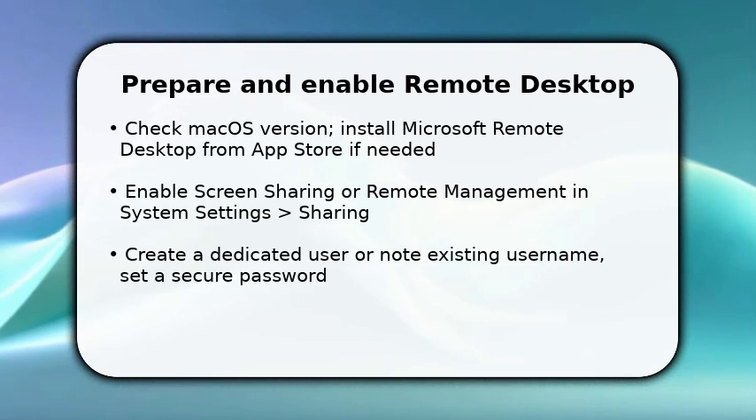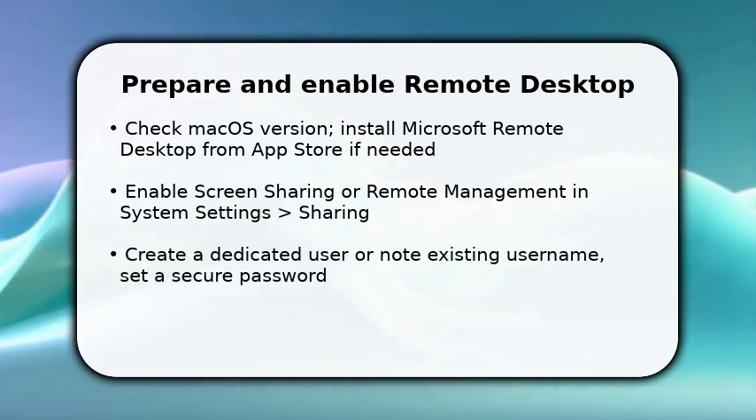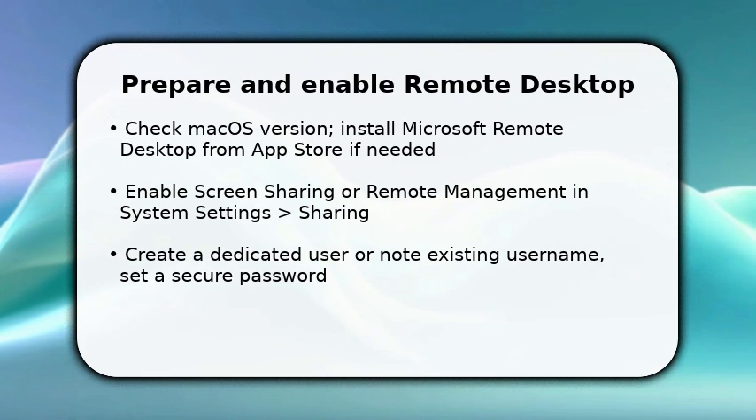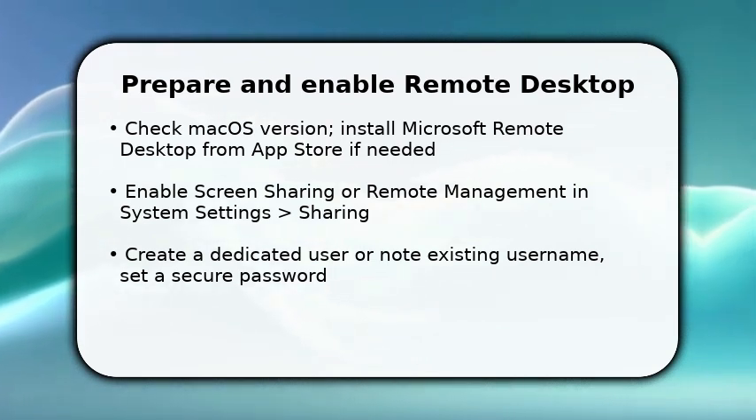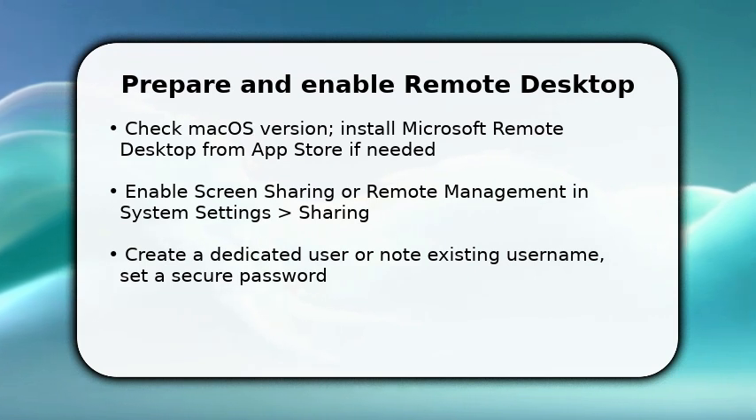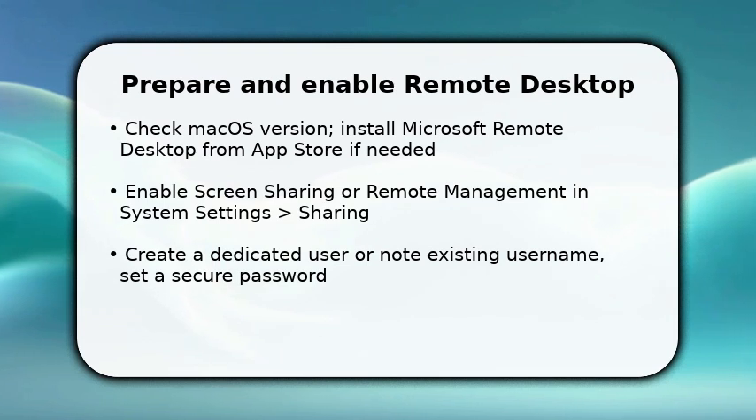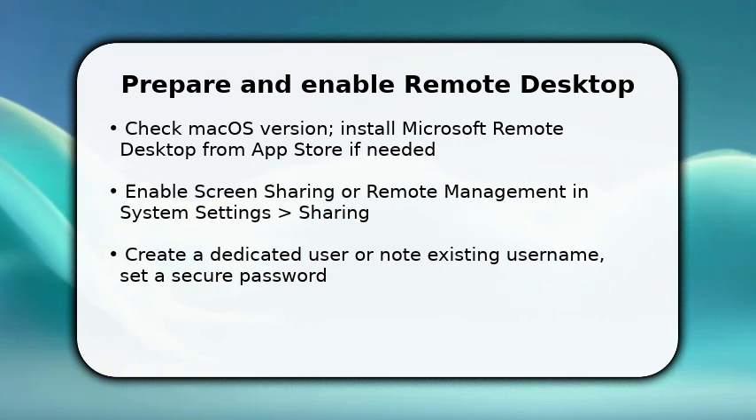You'll start by enabling the Mac to accept connections. First, verify your Mac OS version and install Microsoft Remote Desktop if you plan to connect from Windows or another Mac. Then open System Settings, go to Sharing, and toggle Screen Sharing or Remote Management on. Make sure you pick which user accounts can connect.